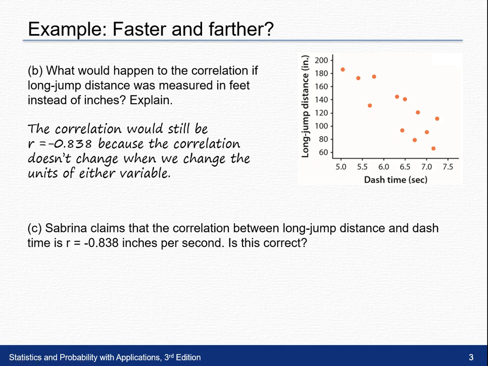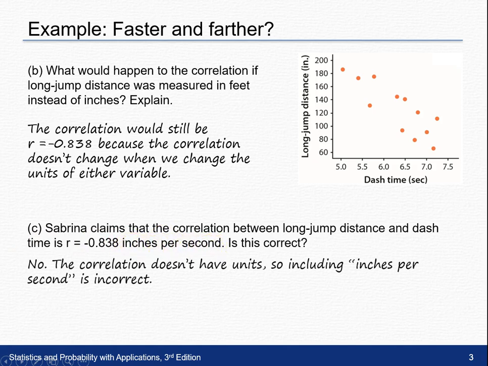Last, in Part C, Sabrina claims that the correlation between long jump distance and dash time is r equals negative 0.838 inches per second. Is this correct? What you should call attention to is that she put units on this, inches per second. And correlation does not have units, so including that is incorrect to say.